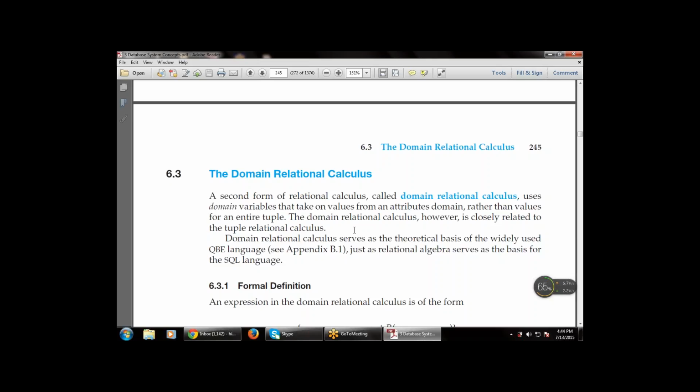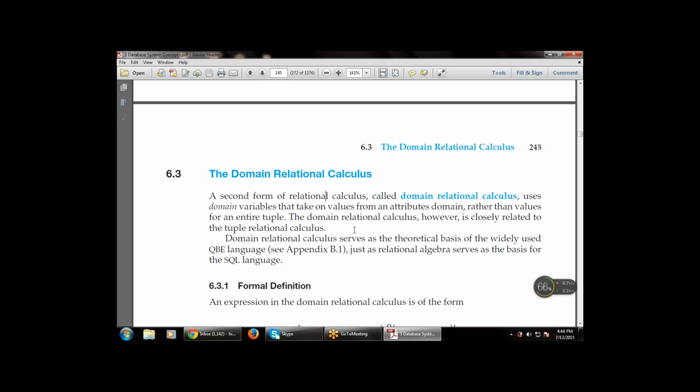Domain relational calculus serves as a theoretical basis of the widely used QBE language, just as relational algebra serves as a basis for the SQL language.